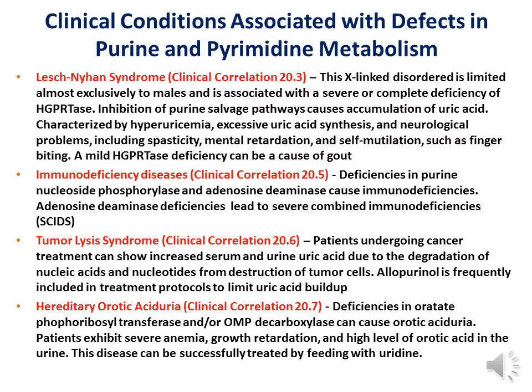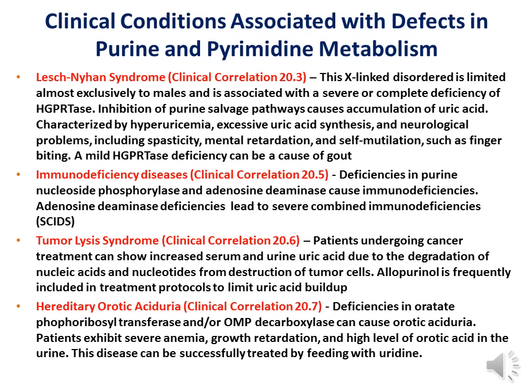Tumor lysis syndrome is actually a side effect of cancer treatment. Patients undergoing cancer treatment can show increased serum and urine uric acid levels due to the degradation of nucleic acids and nucleotides from destruction of tumor cells. Allopurinol is frequently included in treatment protocols to limit uric acid buildup.